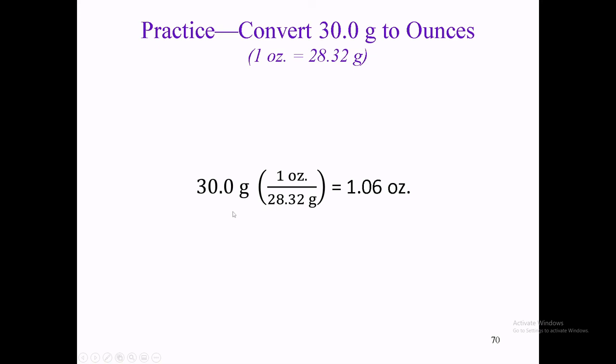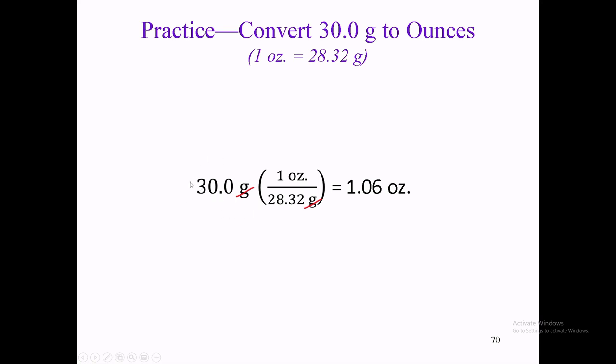So our solution here: we're going to start with the known quantity that we got, our 30.0 grams. We're going to rewrite our statement in the form of a conversion factor. We're going to put grams in the denominator so that we cancel those, and ounces in the numerator. We'll cancel our grams, and we'll have ounces left over for the answer.